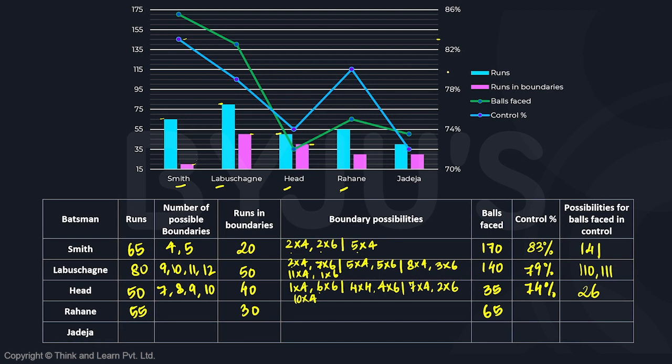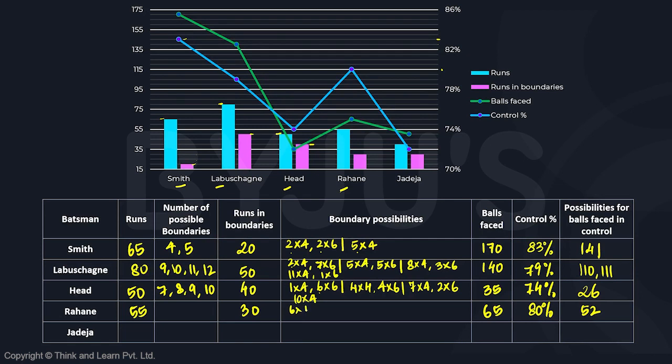And the control percentage is going to be 80%. So 80% of 65 simply means double and double and double of 65, which is going to be 13, 26, and then 52. So this is 52. For 30 runs, what we can have is 24 plus 6. So we can have 6 fours.